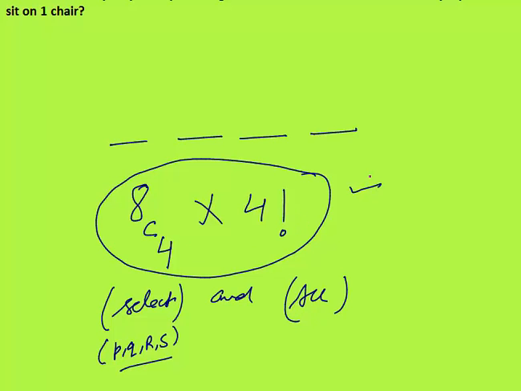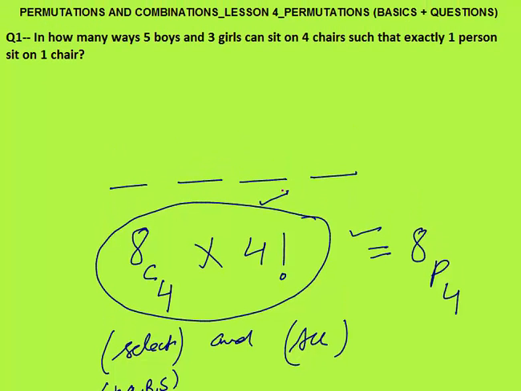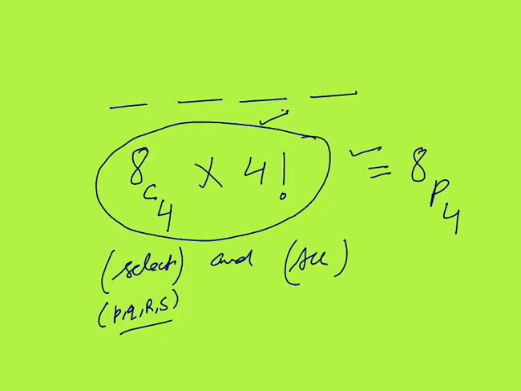Either the answer will be in this form, or you know that nCr into r factorial is nPr. This is also equal to 8P4. So the answer will be either in the C form or the P form. Whatever the form, you have to mark the correct answer. So this kind of question can be solved in 20 seconds in the exam.